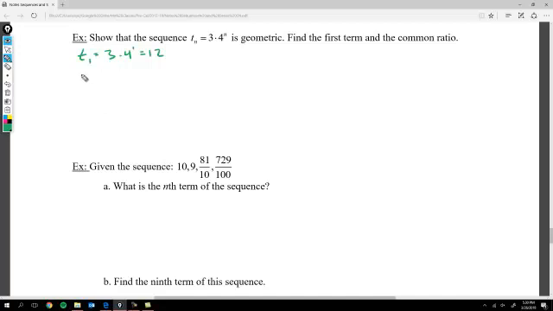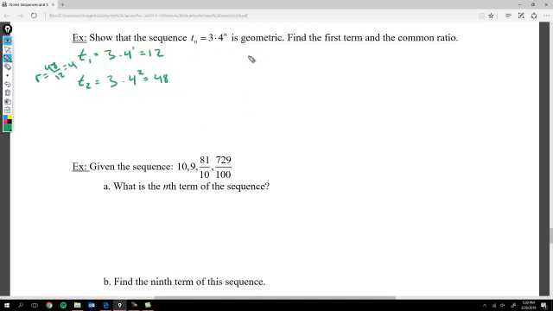Okay, and just like we did on the previous example with arithmetic sequences, I'm going to find my second term as well, just to get an idea of what to expect from my common ratio. In this case, I would get 48, which means that I'm expecting a common ratio of 48 divided by 12, which is 4. Okay, so let's see if that's true.